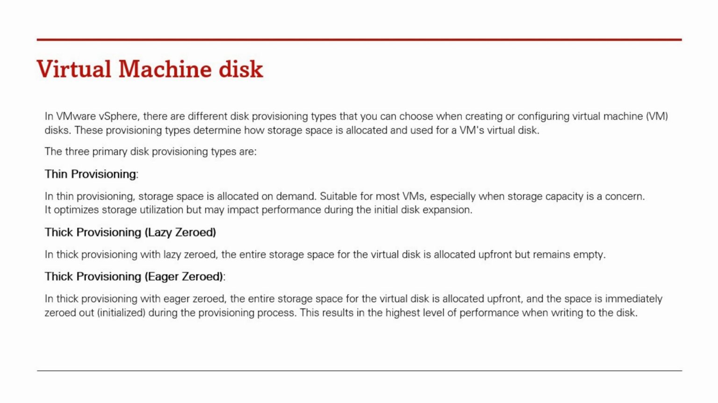Thick provisioning, lazy zeroed. In thick provisioning with lazy zeroed, the entire storage space for the virtual disk is allocated upfront but remains empty. Thick provisioning, eager zeroed. In thick provisioning with eager zeroed, the entire storage space for the virtual disk is allocated upfront and the space is immediately zeroed out, initialized during the provisioning process. This results in the highest level of performance when writing to the disk.